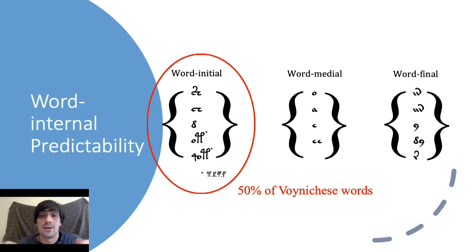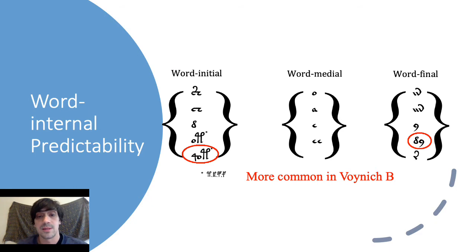And there are some character sequences, these two in particular, which are found much more commonly in Voynich B rather than Voynich A. And in fact, just the difference in frequency between these two sequences can account for the difference in conditional entropy between Voynich A and Voynich B. Voynich B is a little bit more predictable because these sequences are just that much more common.